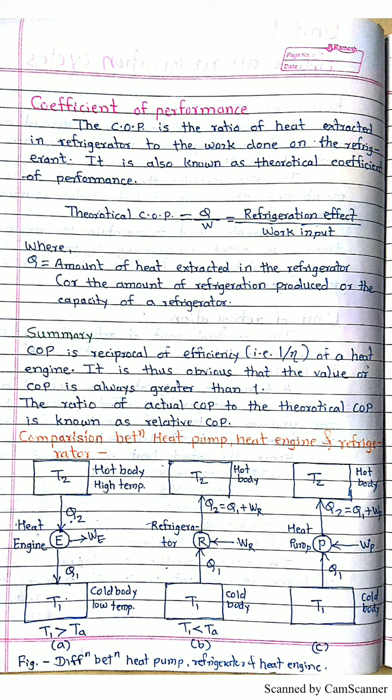Different phenomena are used for the refrigeration effect. Somewhere you use heat extracted, somewhere you use the capacity of a refrigerator. So in different fashions you will use the output of a refrigerator. So always remember, the COP is always greater than 1 because it is the reciprocal of efficiency, and the relative COP is equal to actual COP upon theoretical COP.